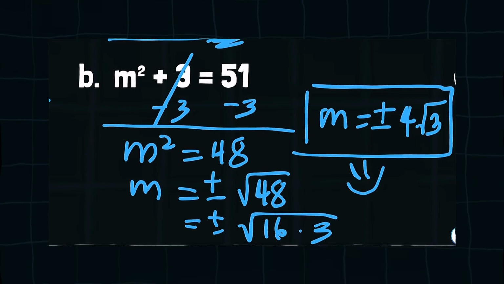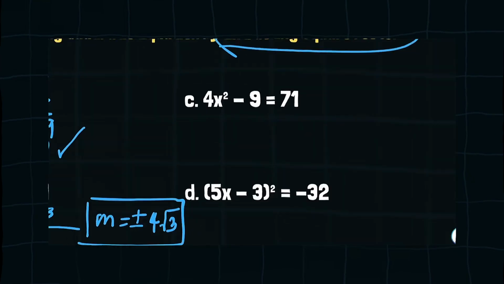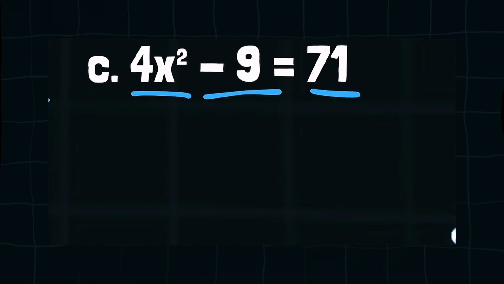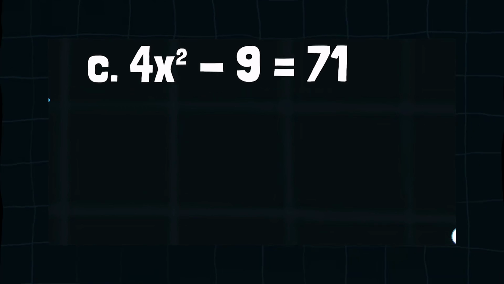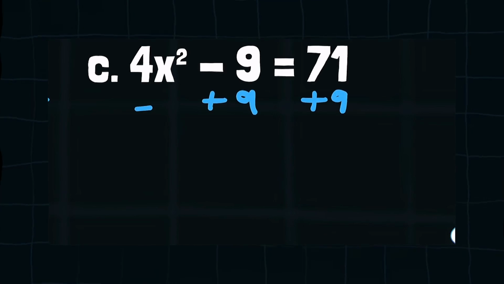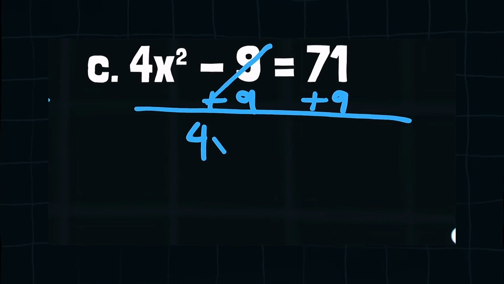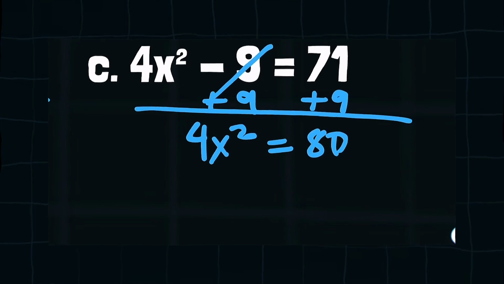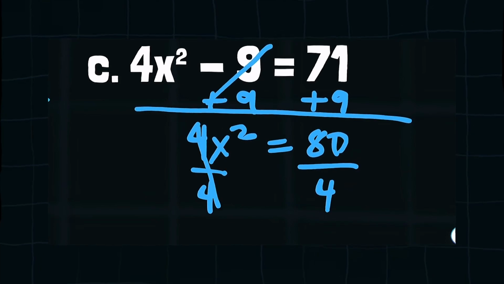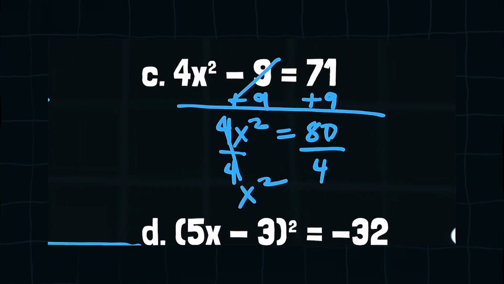If you come this far, you are doing great. Let us try the third given example: 4x squared minus 9 equals 71. The thing is, we need to eliminate the negative 9 on the left-hand side by adding 9 to both sides. This will leave us 4x squared equals 80. As you can see, we can isolate the x here. By dividing both sides by 4, now we have x squared equals 20.